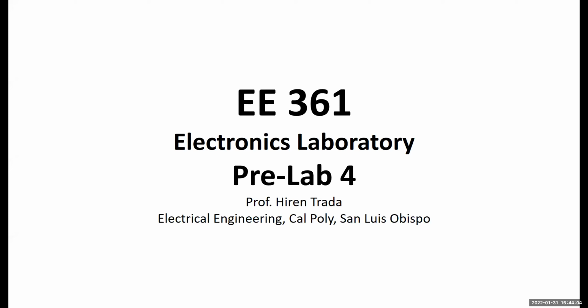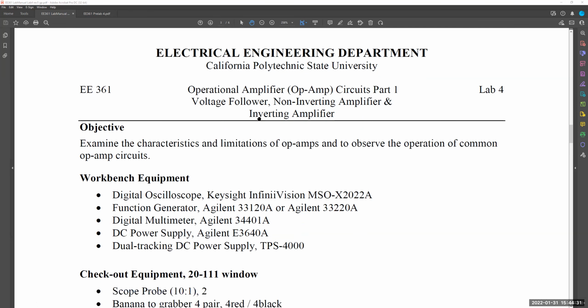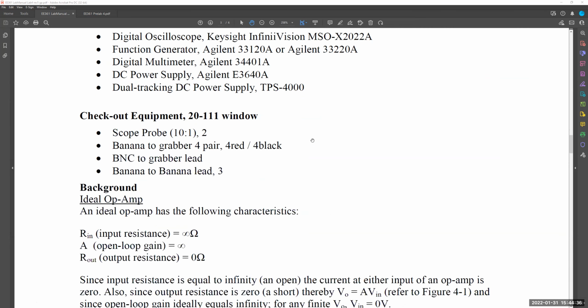So let's bring up lab number 4 right here. Lab number 4 deals with op-amp circuits. Op-amp is short for operational amplifier, a very versatile chip in electrical engineering. There are many circuits that you can build with an op-amp, but the lab deals with the three most popular ones, which are the voltage follower, the non-inverting amplifier, and the inverting amplifier. So let's look at the background and the theory section.